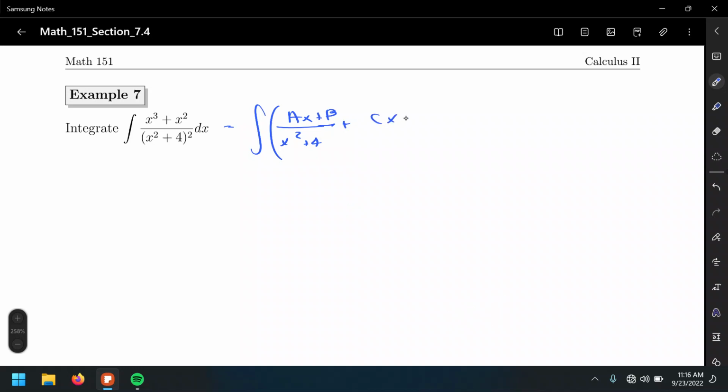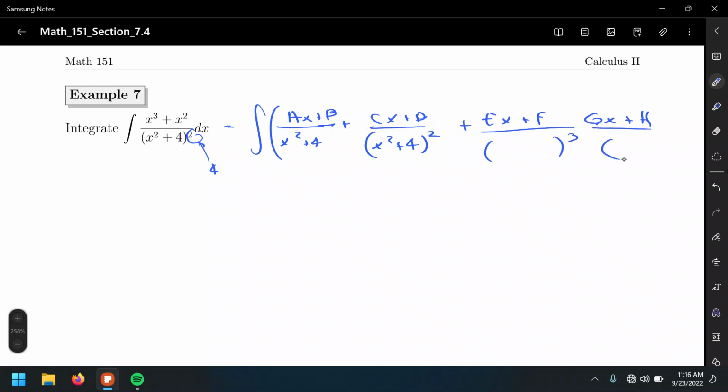And plus Cx plus D over x squared plus 4 quantity squared. If this power in this case were a 4, we would have gone all the way to Ex plus F, Gx plus H to the third and to the fourth. But no, we're not going to go that far, all right? In fact, this power 2 would be more than enough.